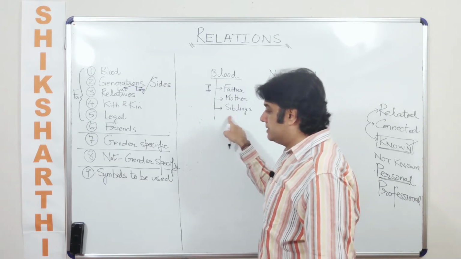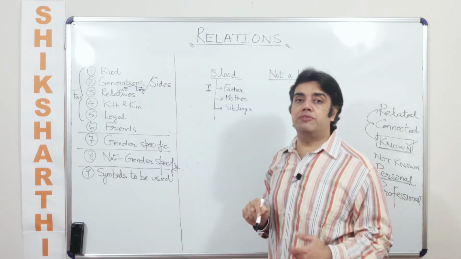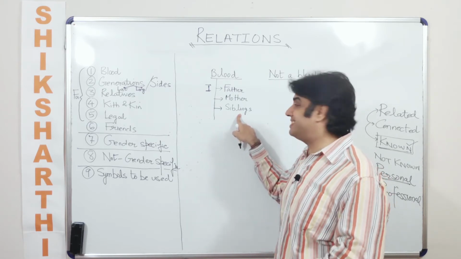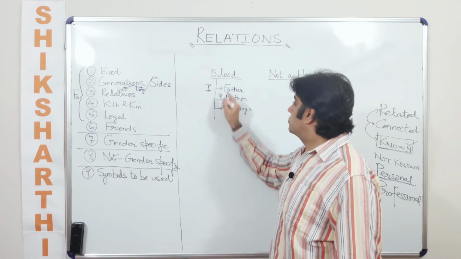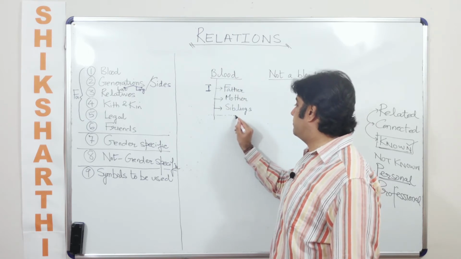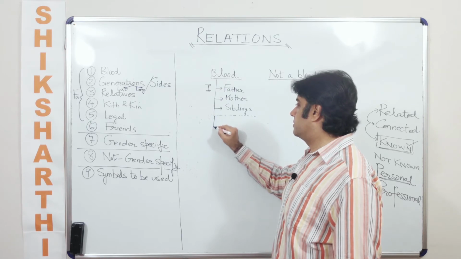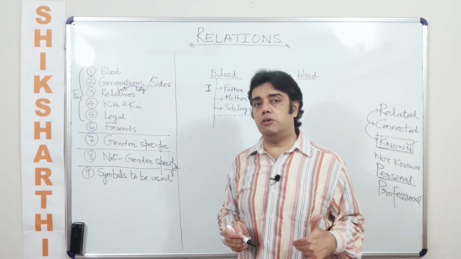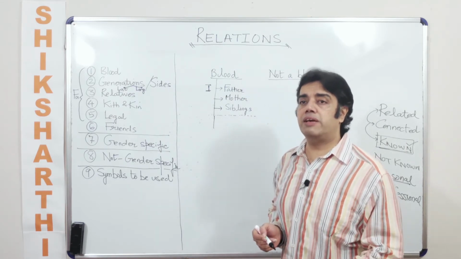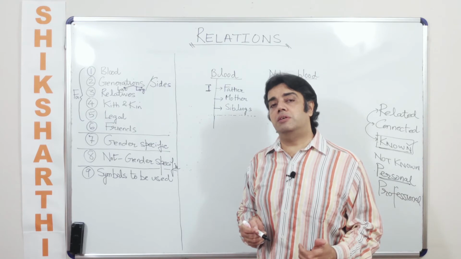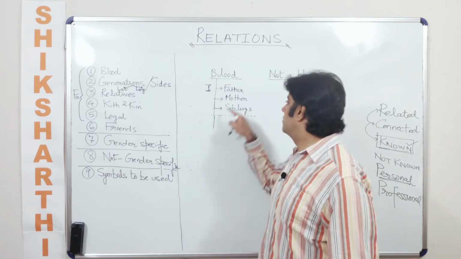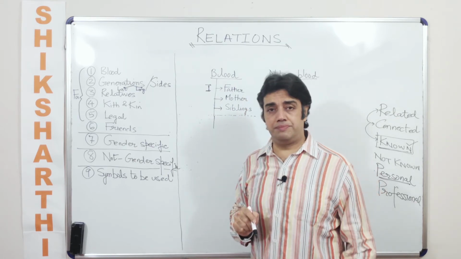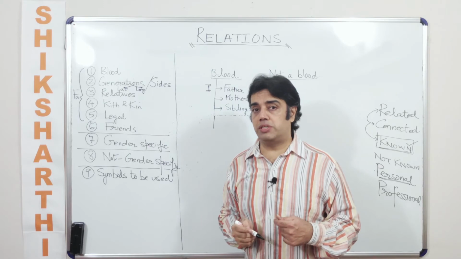Now sibling is a non-gender specific word, because a sibling may be a brother, a sibling may be a sister. Okay, so these are blood relations in case I am not married. What if I am married? Then is my wife my blood relation? No, my wife would not be my blood relation because she is not born out of the conjugal relationship which arises out of my father and mother being husband and wife to each other.